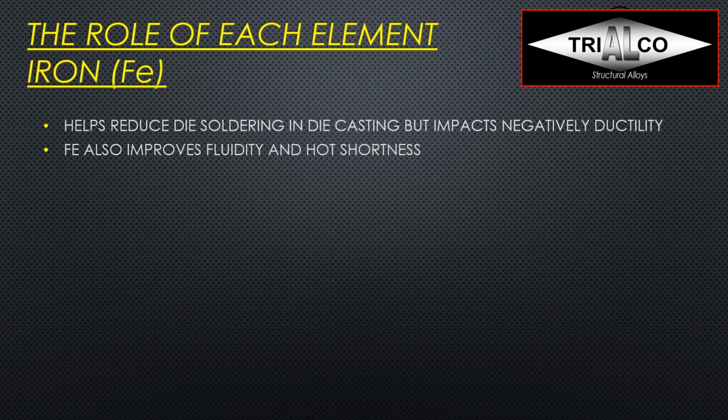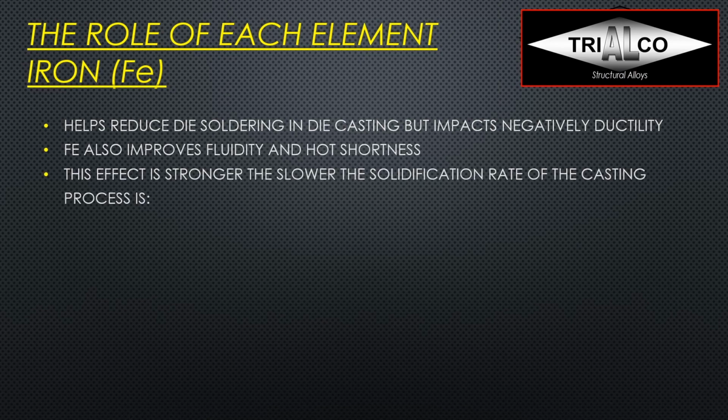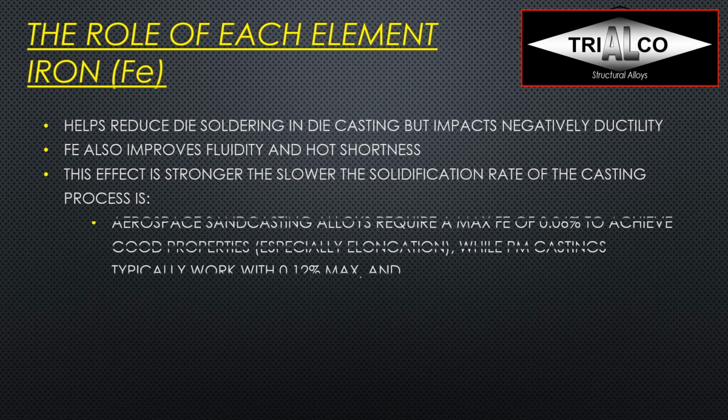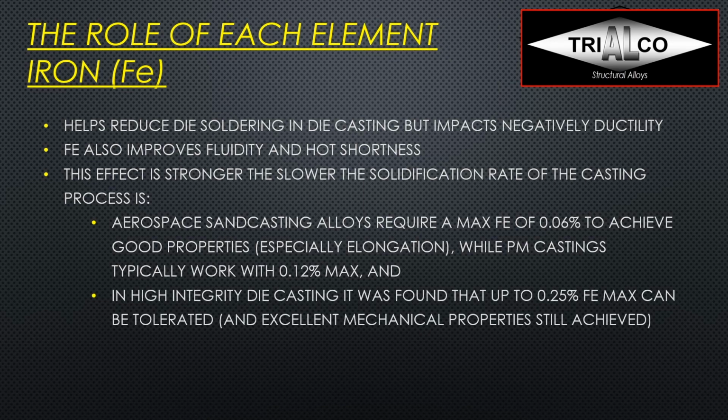Iron improves fluidity and hot shortness, and this effect is even stronger the slower the solidification rate of the casting process. So aerospace casting alloys, you will find a lot of them specified with, let's say, a 0.06 iron max to achieve very good properties, especially elongation. And permanent mold, let's say the typical wheel alloy A356, will be specified with ingots at 0.12 max. If you look at high integrity die castings, because they freeze so quickly with very thin walls, they can tolerate easily up to 0.25% iron.